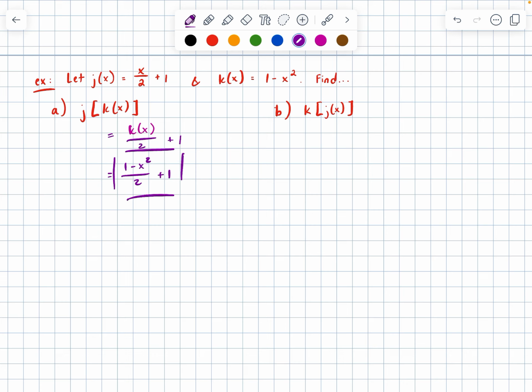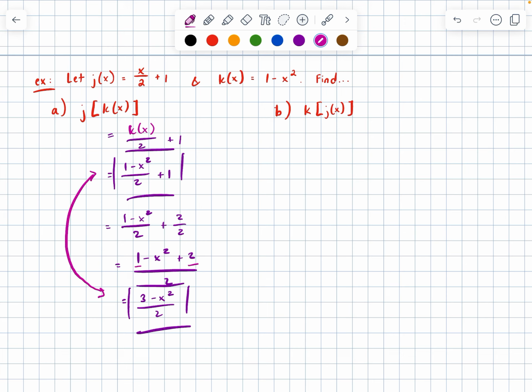If you wanted to be annoying, though, you could keep going. So maybe I could take 1 minus x squared over 2 and try to combine it with 1 by building a common fraction. So I could rewrite 1 as 2 over 2, and then to add fractions, I add the numerators. So I could take this even further by saying that this is 1 minus x squared plus 2 over 2. And then I have some like terms that I can combine, so I could say that really this is 3 minus x squared over 2. Did I have to go this far? Absolutely not. But I hope that you can see that these two functions are just different ways of representing the same thing. Let's try it for k of j of x.